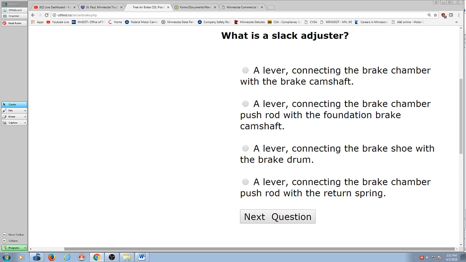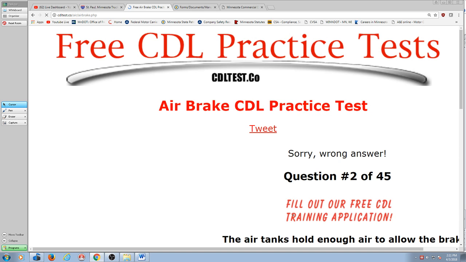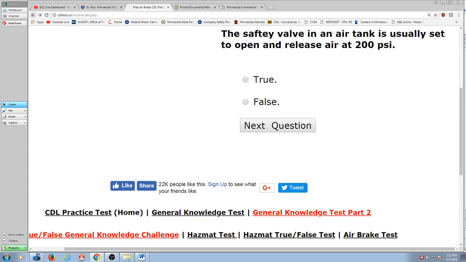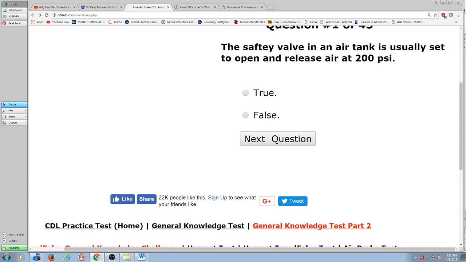All right, we only have two people answering, so let's try C, a lever connecting the brake shoe with the brake drum. That was the one you picked. Okay, let's try that one. Next question. Okay, so that's incorrect. So let's try going back and see if it'll give us the same question. Ah, dang it. Yeah, sometimes it doesn't do it.